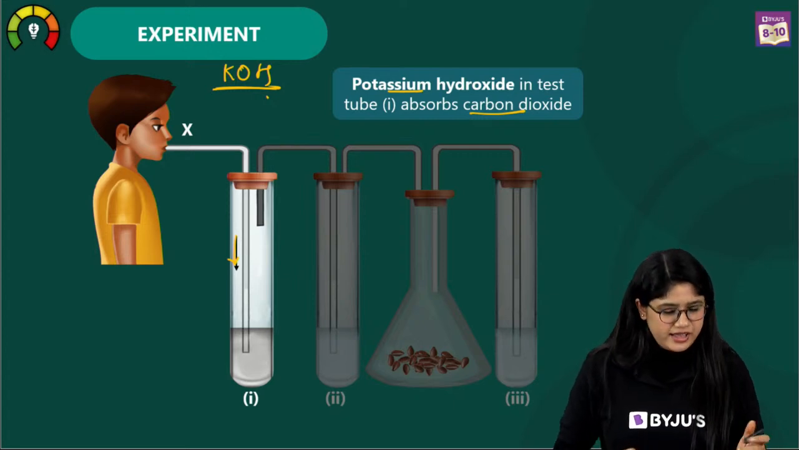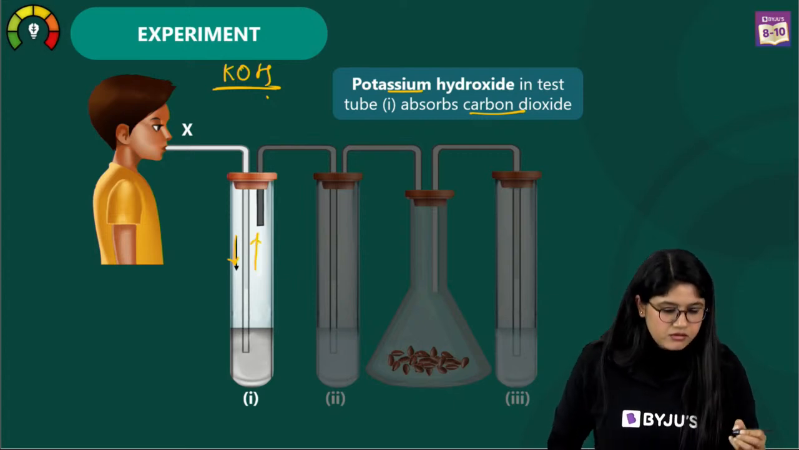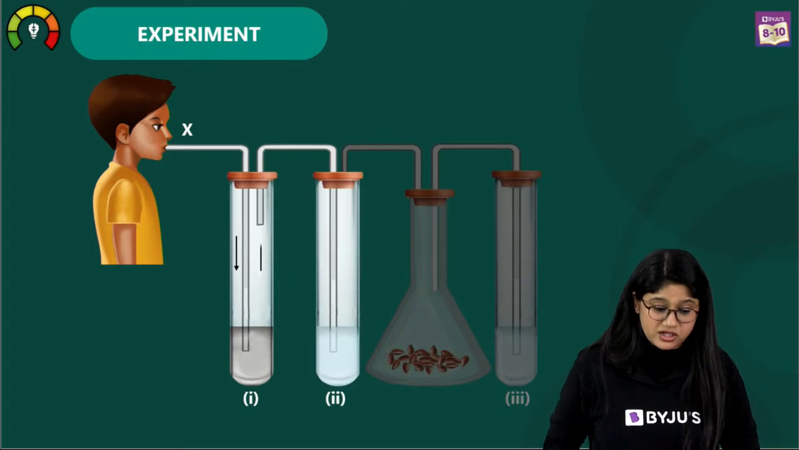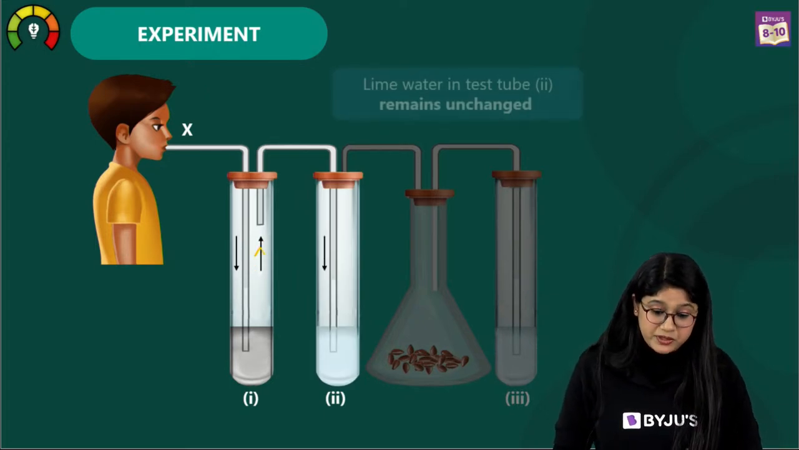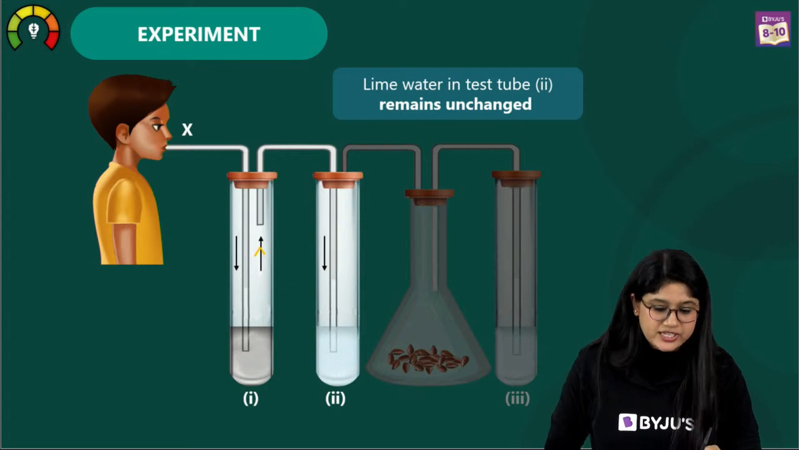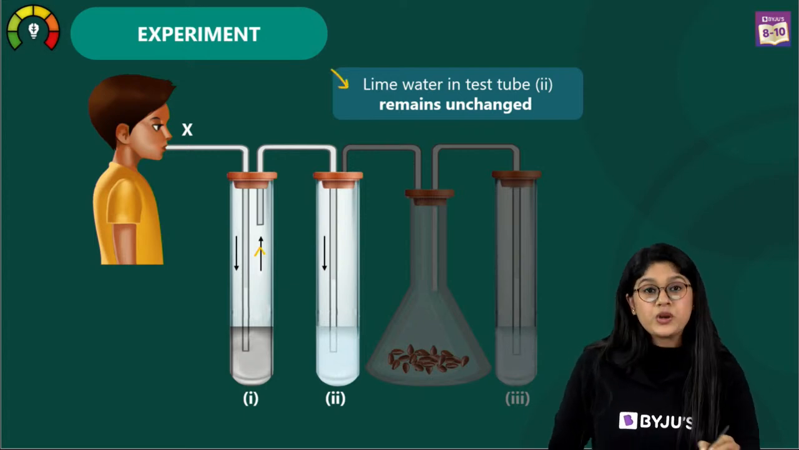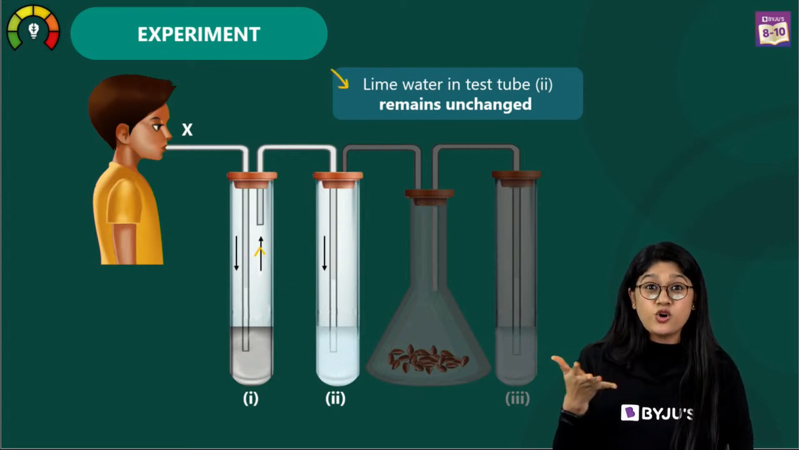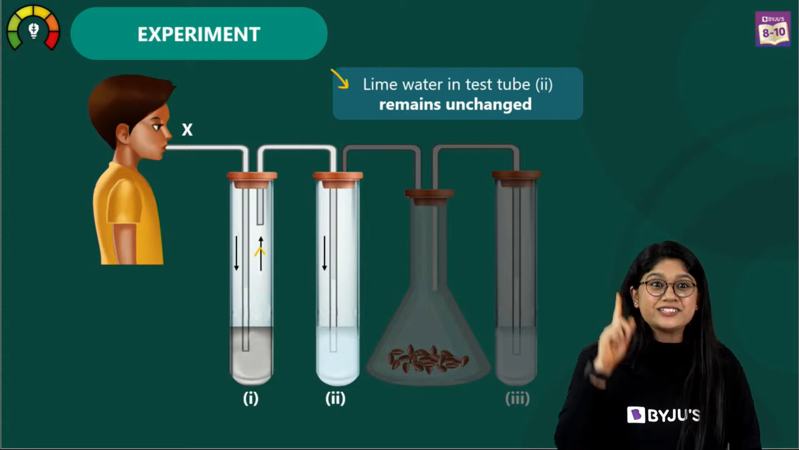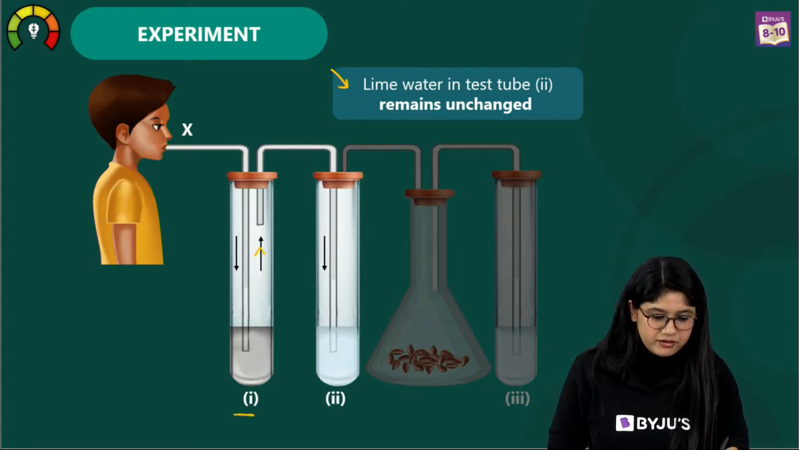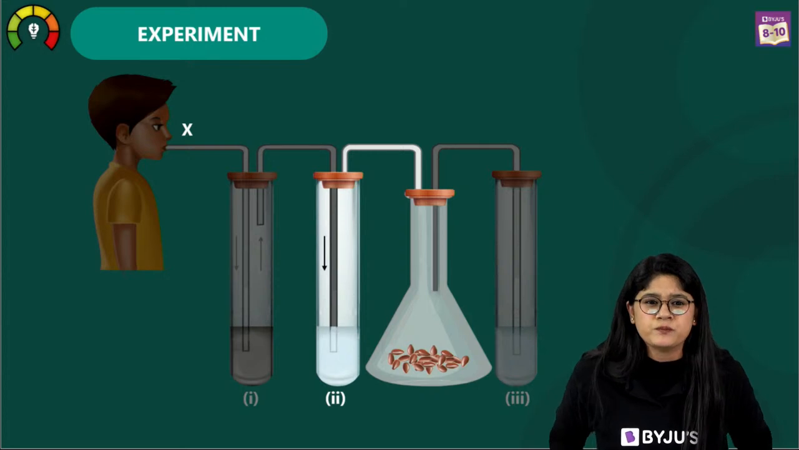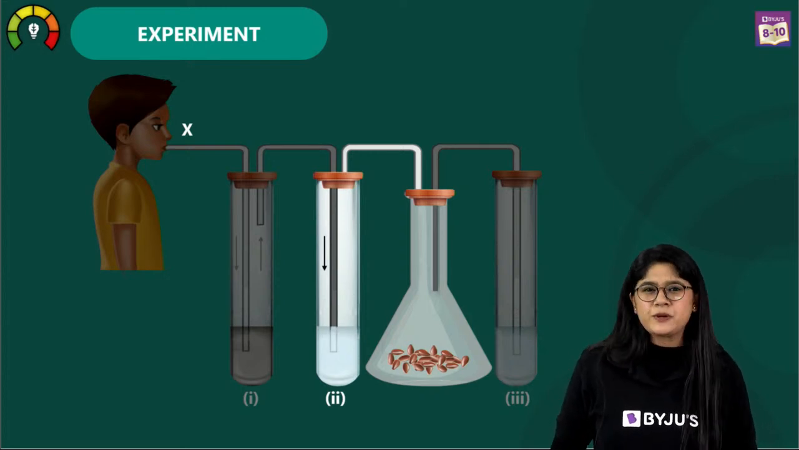Now, once it does that, what will happen from here? We'll see no color change. Nothing will happen over here, right? Then, from here, this will be moving to the next tube. Now, the lime water will remain unchanged because there was no carbon dioxide over here. This is really very important. Then, from here, it will be moving to test tube 2. And what will happen over here?